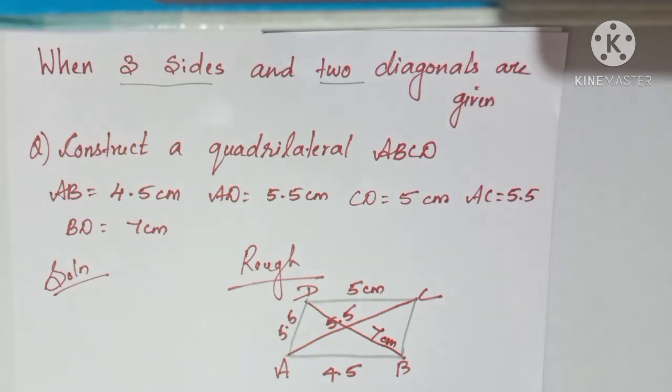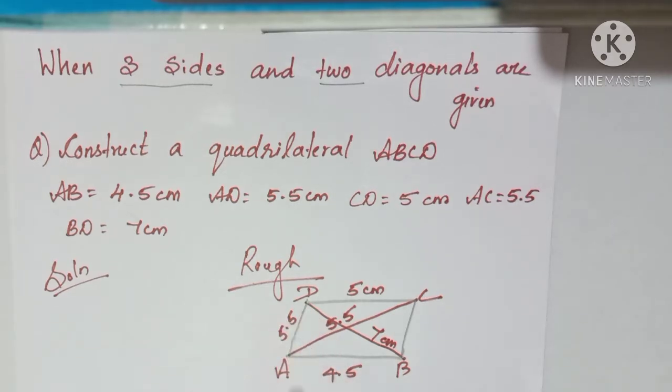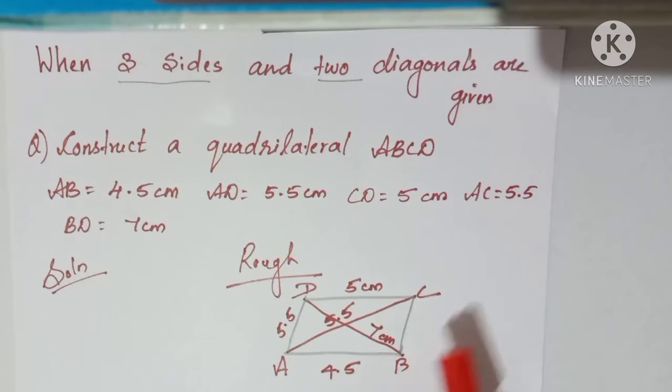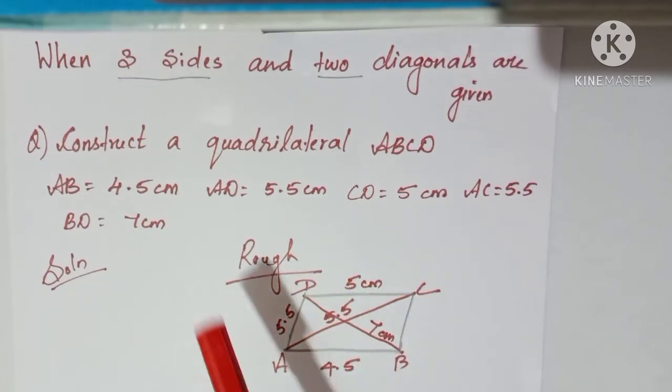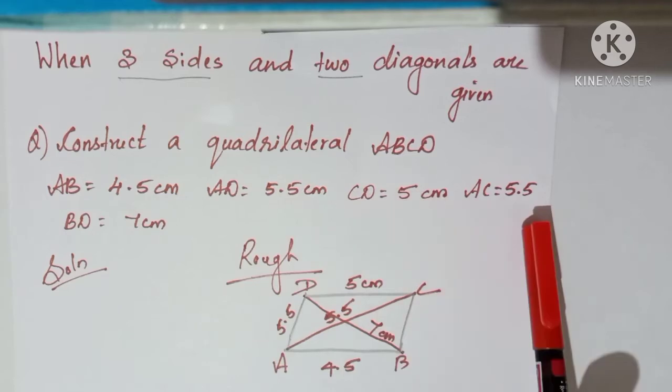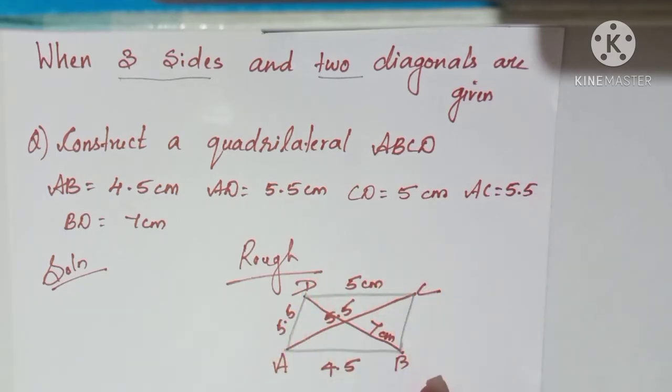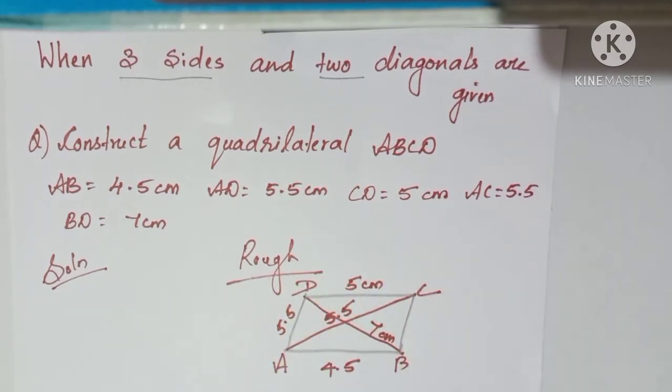So first thing, just read the question. Construct a quadrilateral. What is the name of the quadrilateral? ABCD. So you draw a rough figure ABCD. Then according to the measurements given in the question, just write the measurements. So now you have a rough figure for this quadrilateral. Now according to this you want to draw the quadrilateral.